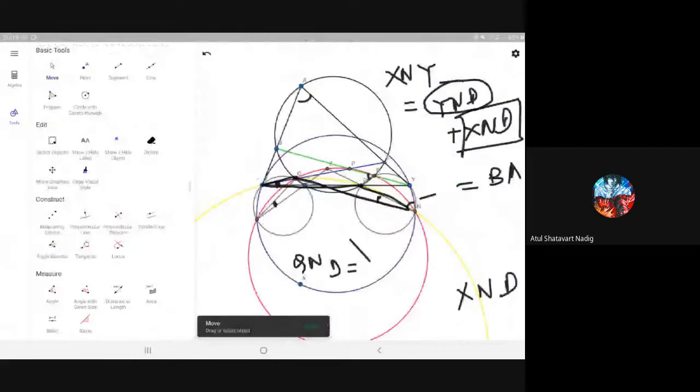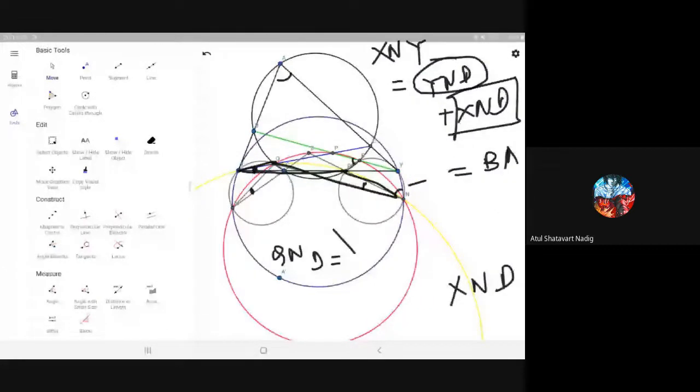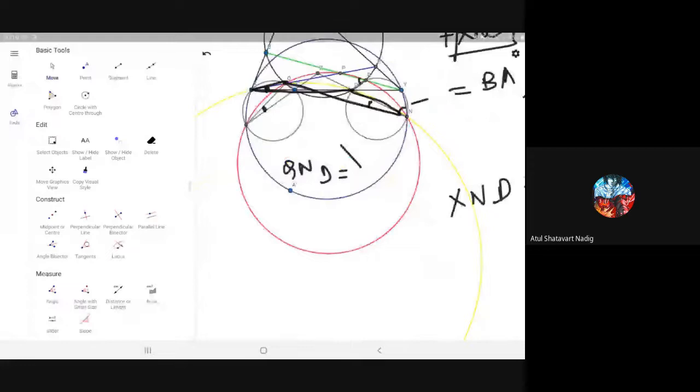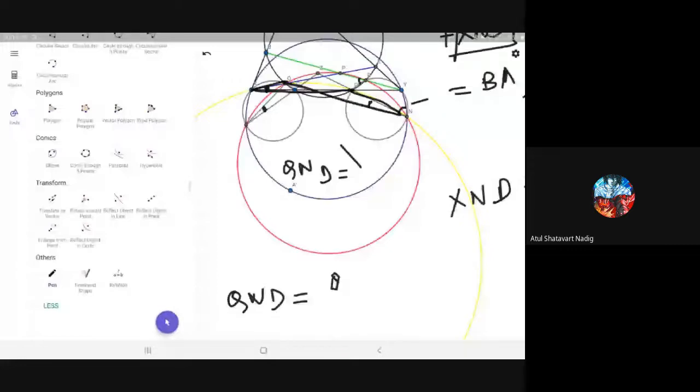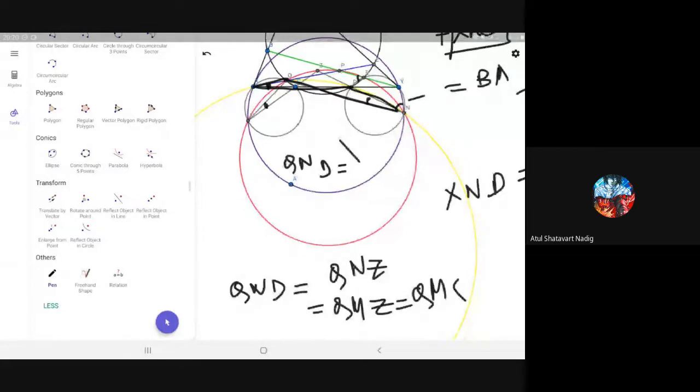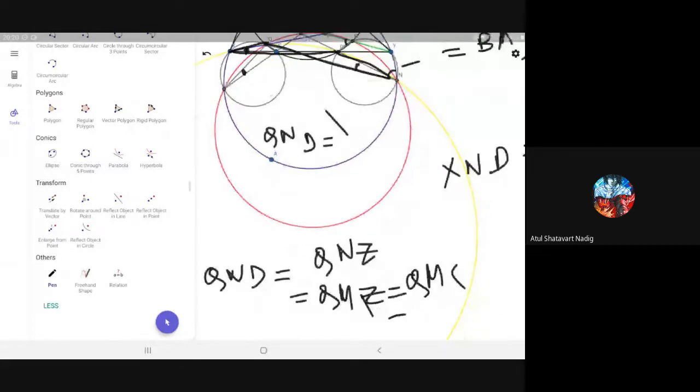Does everyone get the angle chase? I didn't get the final angle. Okay, I'll just write it out. You have angle QND, right? QND is basically QNZ, which is basically angle QMC. Sorry, QMZ. Yeah, QMZ is QMC. Right, and now you are in the left gray circle area, right? And QMC is, yeah, got it, QXC, and QXC is QXD.